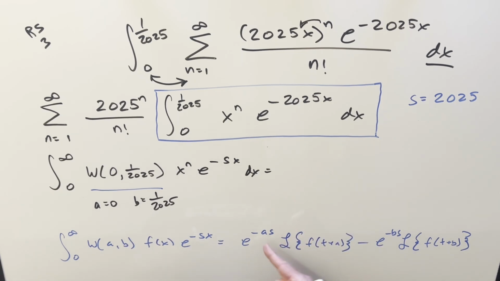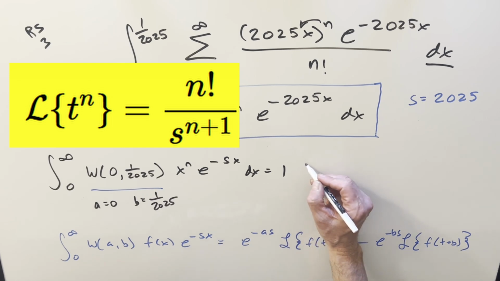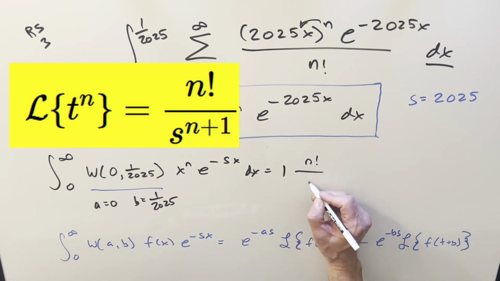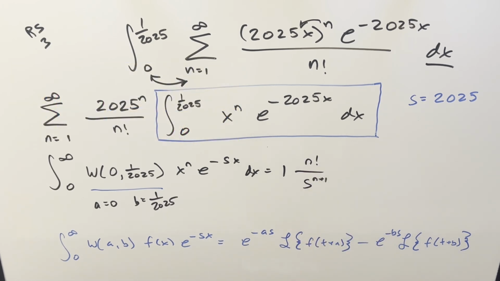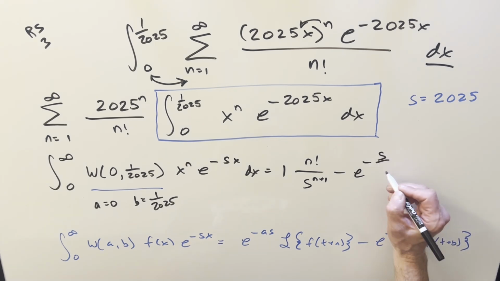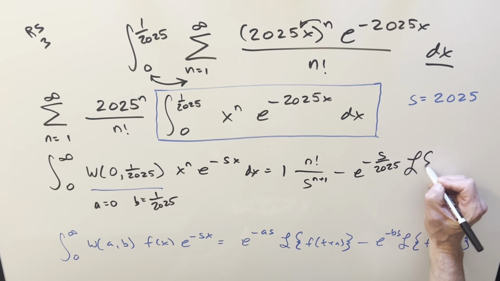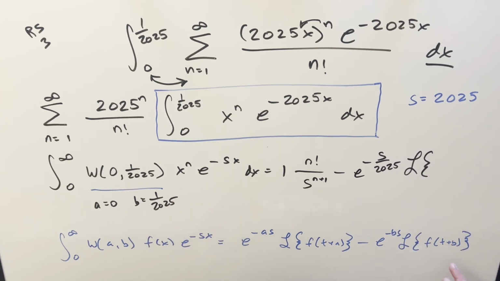Same thing. When you plug in 0, you're just going to have a 1 on the first part, Laplace of f of t plus a, but a is 0. So what we have is just the Laplace transform of x to the n. Just use a formula on that. That's going to be n factorial over s to the n plus 1. Then for our next part, we're subtracting off b, which is 1 over 2025, so we end up with e to the minus s times s over 2025. And then here we're going to have the Laplace transform of plugging in t plus b now, so we're going to have x plus 1 over 2025 to the n.